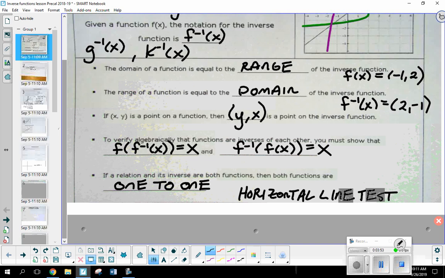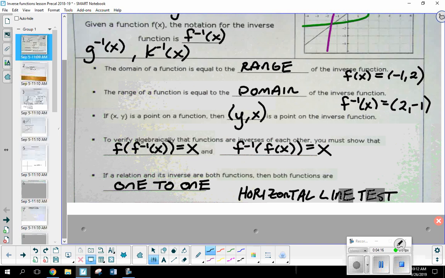So if it passes the horizontal line test, no values of y repeat, we're good to go. If it fails the horizontal line test, that means we do have repeating y values. Why would that be a problem with an inverse? Remember we said, what do we do with the x's and the y's? We switch them, right? So if I have repeating y values, they're going to become what?